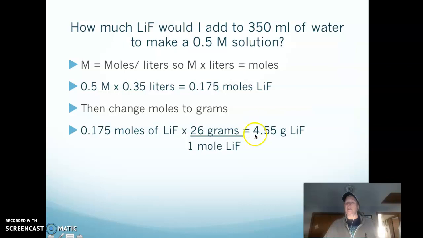What I'm going to do is measure out 4.55 grams of lithium fluoride, which is a solid. I'm going to dissolve it in 350 milliliters of water, and lo and behold, I have my solution. I'll have 350 milliliters of lithium fluoride, and its concentration will be 0.5. So this is going backwards. The other way, you divide, this way you multiply. And again, make sure you have these written down because you're going to need these for your assignments.